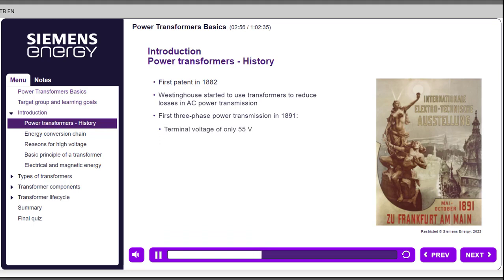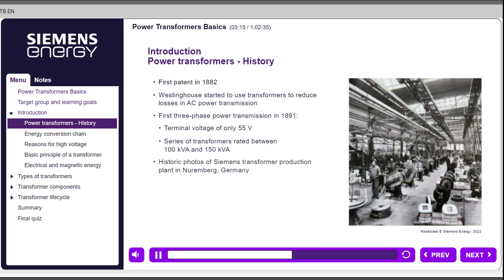Downstream of the generator, which had a terminal voltage of only 55 volts, a series of transformers rated between 100 kilovolt ampere and 150 kilovolt ampere, built by Oerlikon and AEG, today Siemens AG, stepped up the voltage to 15 kilovolt. The inset photos show the early days of the transformer production factory in Nuremberg, Germany, which today is home to the global headquarters of Siemens Transformer Business Unit.